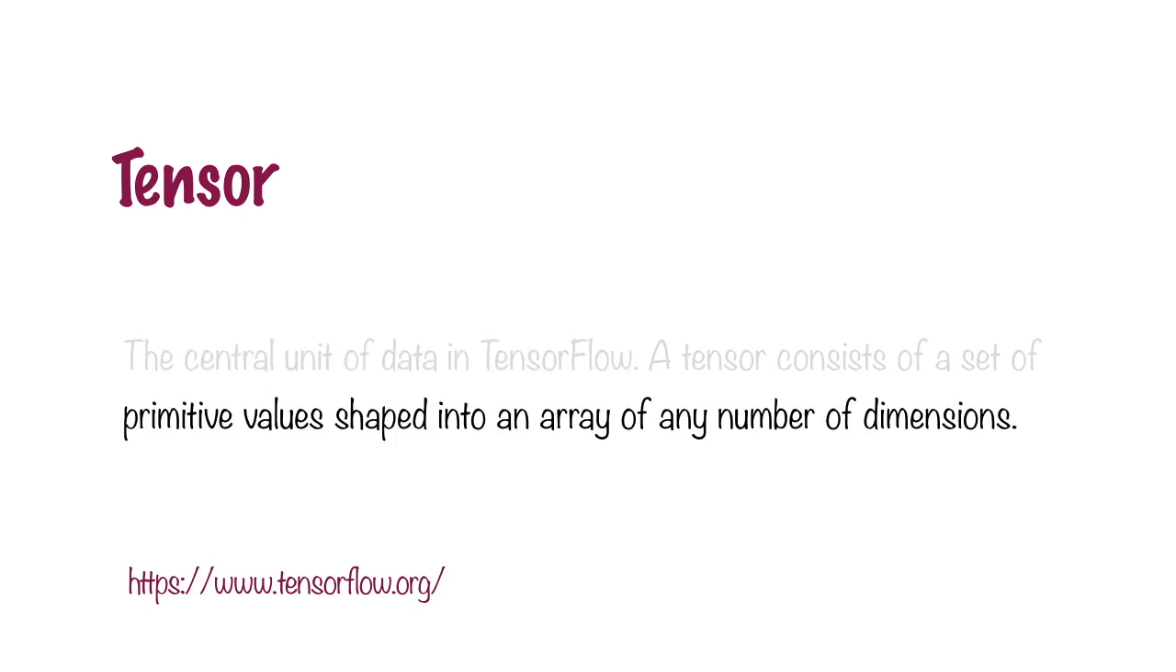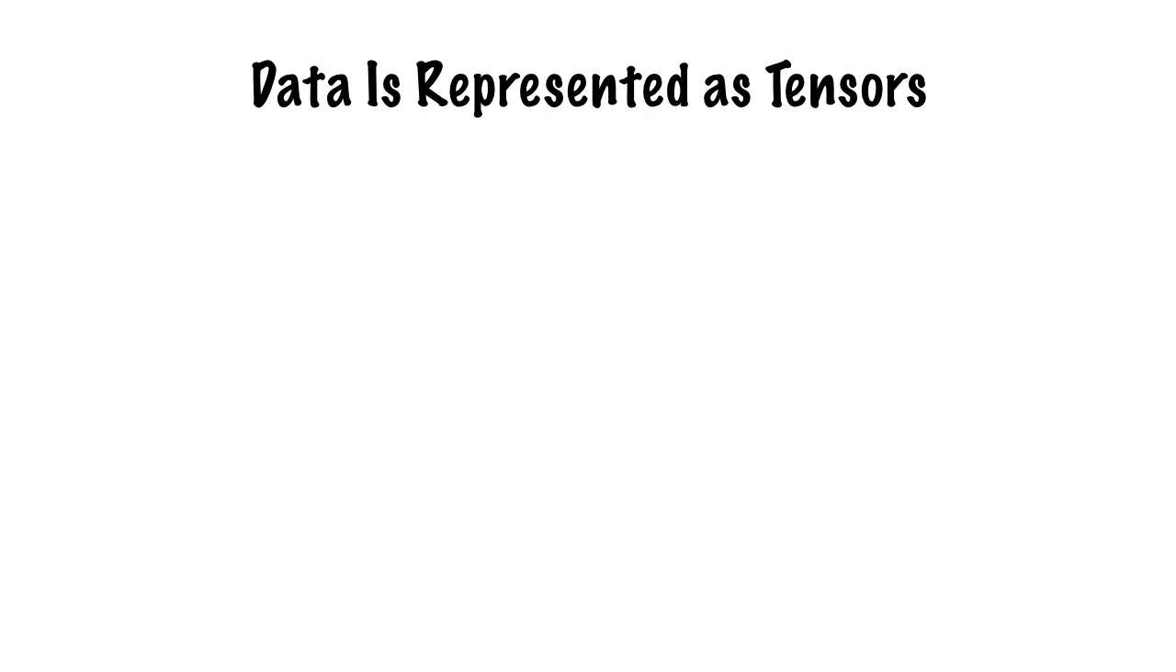Now, a tensor consists of a set of primitive values shaped into an array of any number of dimensions. Let's parse this. Every word here is important. The primitive values could be ints or floats or any other basic types, i.e., not containers. These primitive types have been collected into some container, which is an array, and that array could have any number of dimensions and any shape. Let's understand all of the properties of tensors.